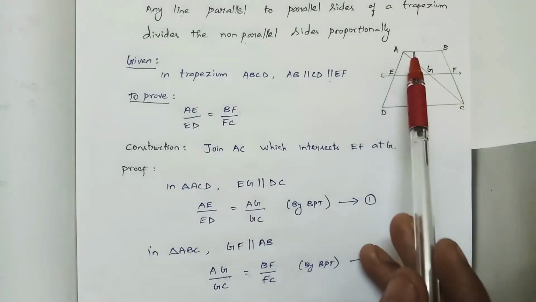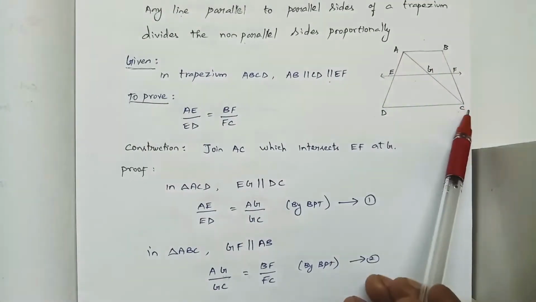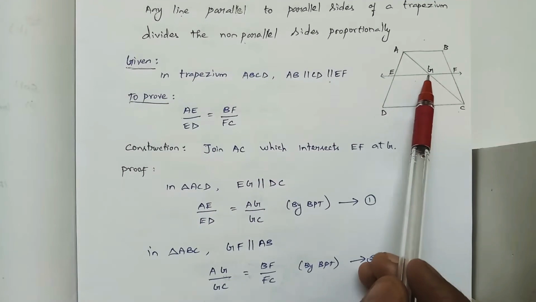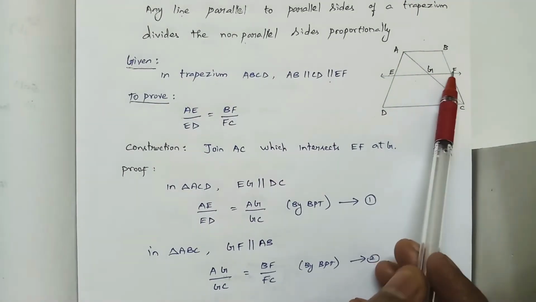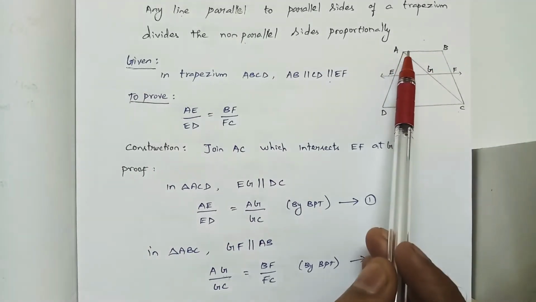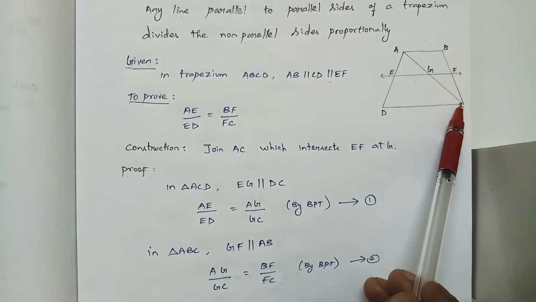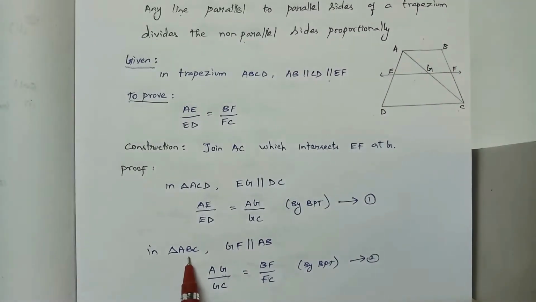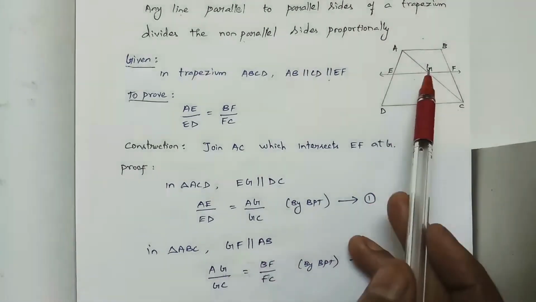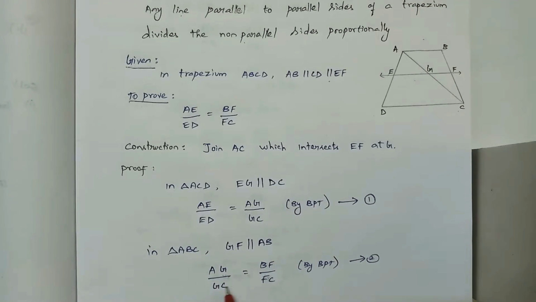Next, I am just taking the triangle ABC. Here we have GF parallel to AB, right? The line GF is parallel to AB. So by using the BPT, we can say that AG by GC is equal to BF by FC. In triangle ABC, GF is parallel to AB. Therefore, AG by GC is equal to BF by FC by BPT.